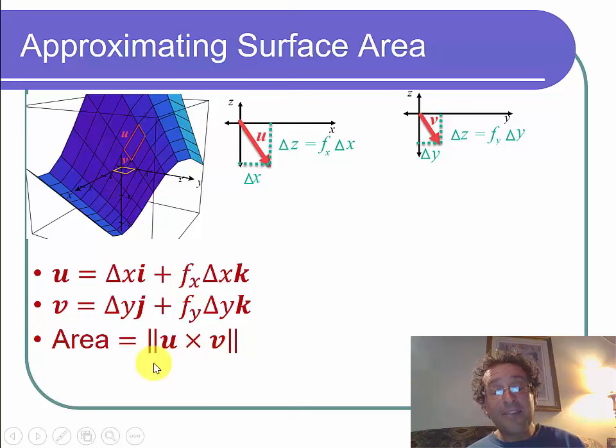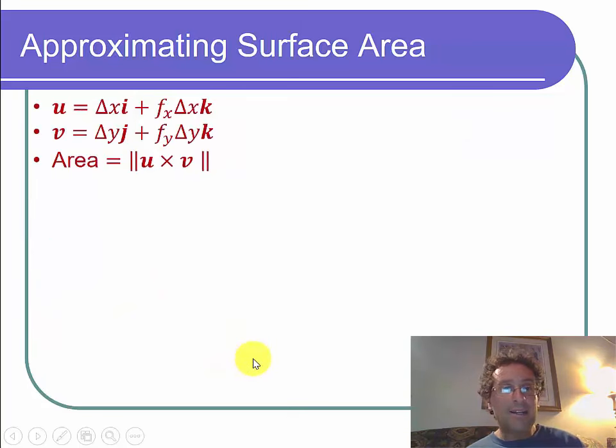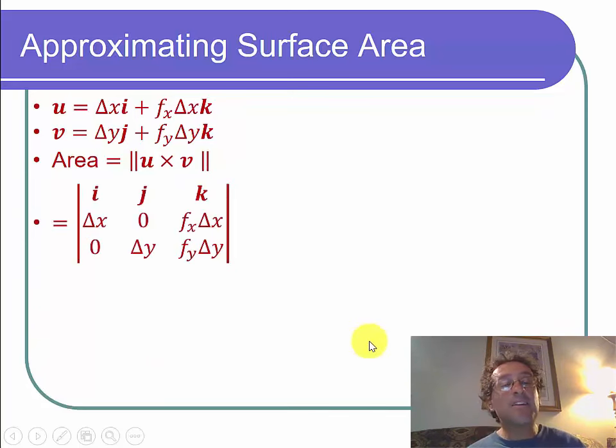Let's now find the cross product of u and v. To do that, we need to take the determinant of the matrix. The matrix's first row, as you should know, is i, j, and k. The second row should be the components of the vector u. The i component is delta x, the j component is 0, and the k component is f sub x times delta x.